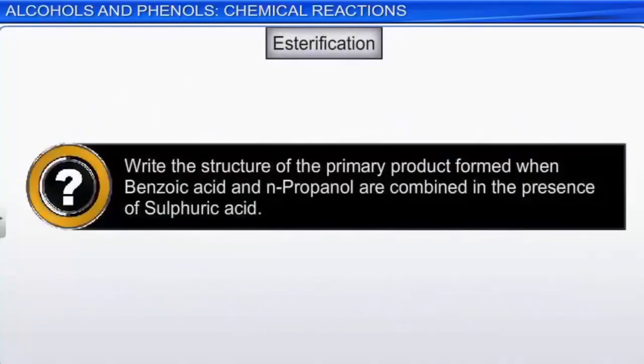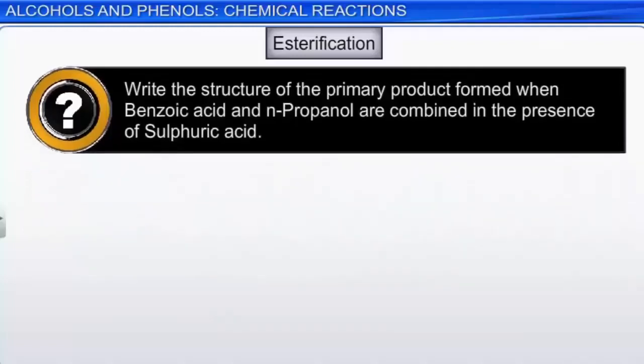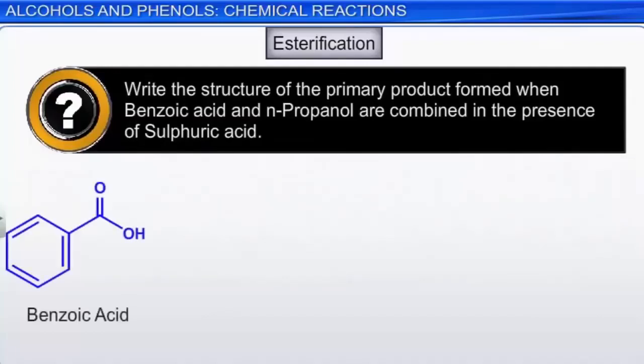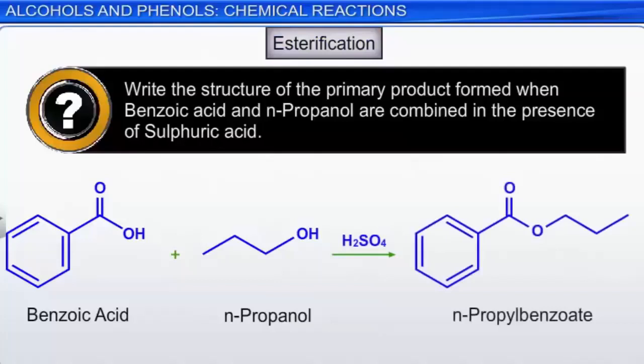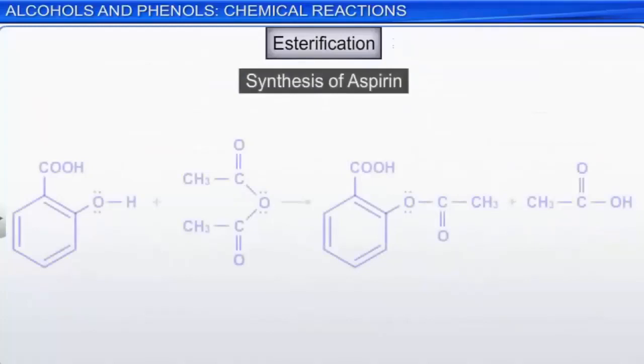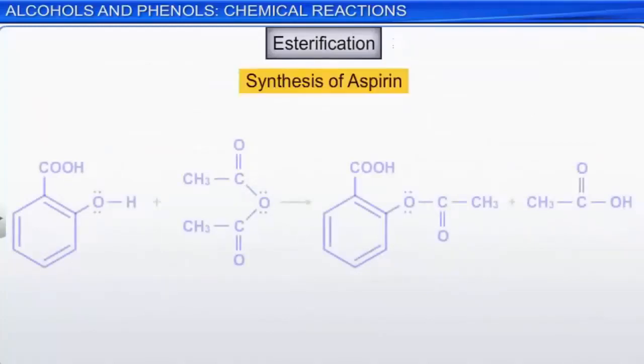Try to work out this problem on your own before continuing. Write the structure of the primary product formed when benzoic acid and N-propanol are combined in the presence of sulfuric acid. Start by drawing out the structures of the reactants. You should recognize this as an esterification reaction. Propyl benzoate is the main product of the reaction. One application of esterification is the synthesis of aspirin.